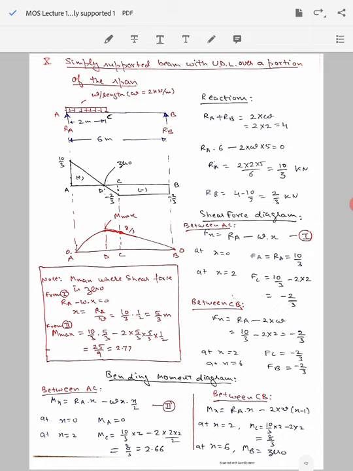Now the first thing that we need to do is to find the reactions. So let's find the reactions Ra and Rb. So Ra plus Rb, the net sum, will be equal to the applied load, that is, W load is applied for the distance of 2 meters. So W into 2, we substitute the value of small w, that is 2 kilonewton per meter. So you get Ra plus Rb as 4 kilonewton.